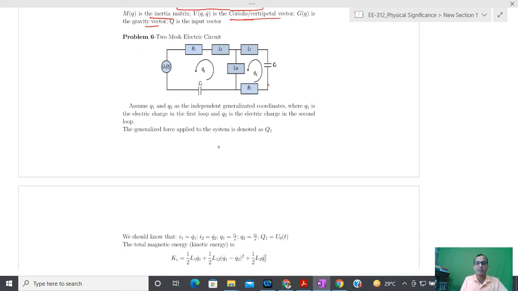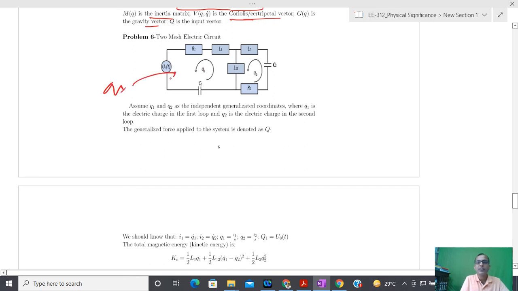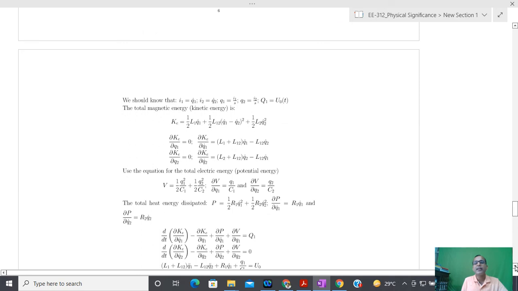So here I have a two-mesh electrical circuit. I have selected one generalized coordinate as q1 for this, and q2 for this. We know that the resistor is responsible for dissipation, so I will calculate the dissipative force. The capacitor is responsible for potential energy and the inductor is responsible for kinetic energy. So now you can write the kinetic energy and the potential energy, the same kind of things I have done. Please do it by yourself now, because now everything is just a calculation.